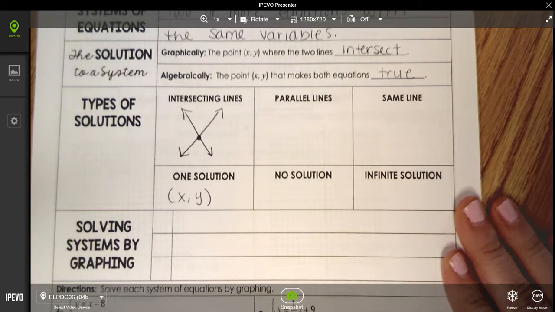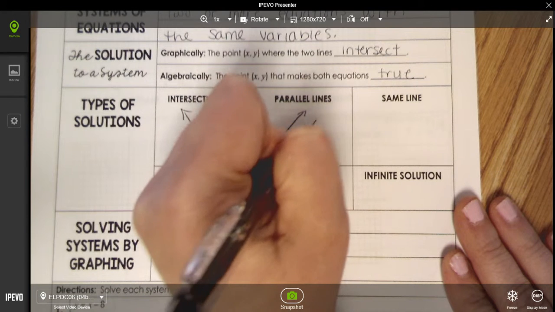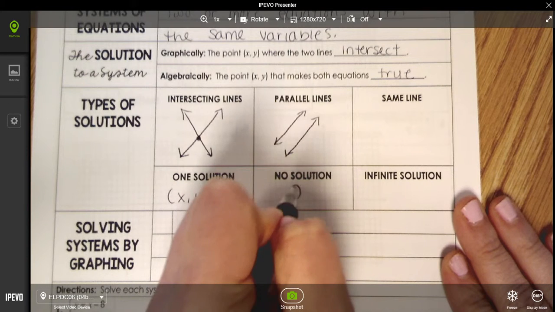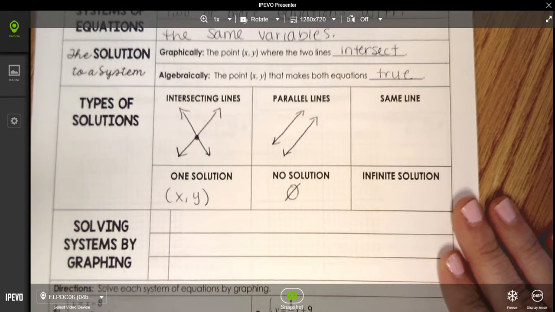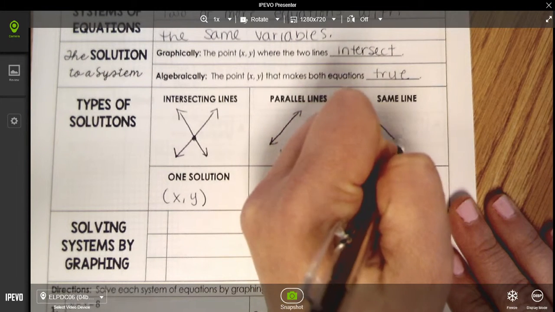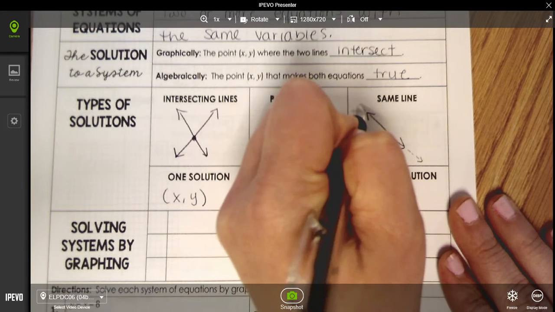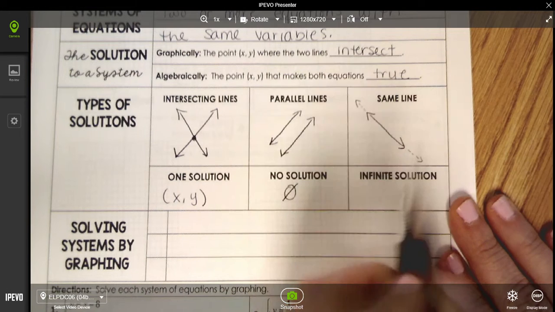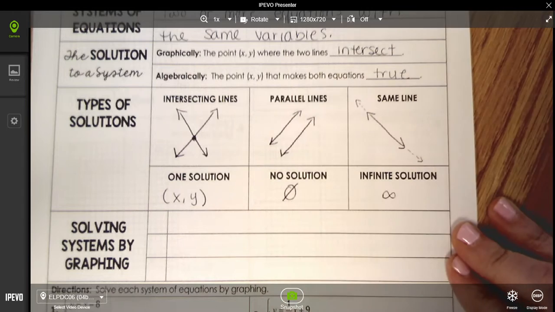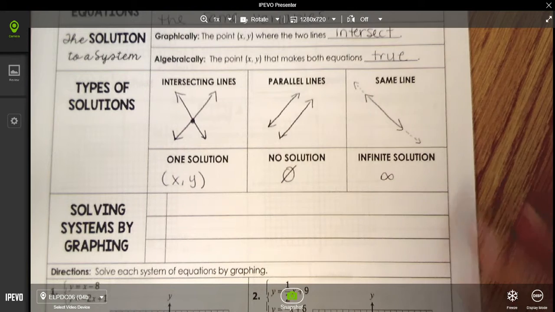The second type is when we have parallel lines. So remember, parallel lines are two lines that keep going on and on forever and never cross. So since they never cross, that means we have no solution. And then our third type of solution is when it's the same line. So we have one line and then another line directly on top of it, and that keeps going on and on forever. So we say there's an infinite amount of solutions, and you can do your best to draw out the infinity sign.